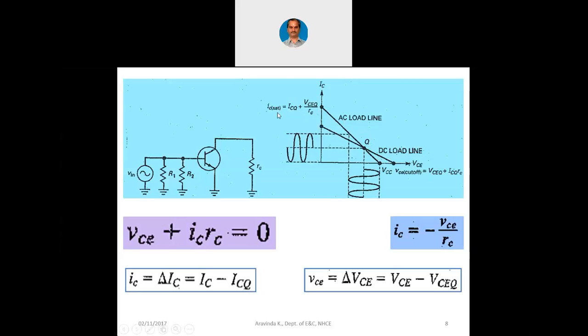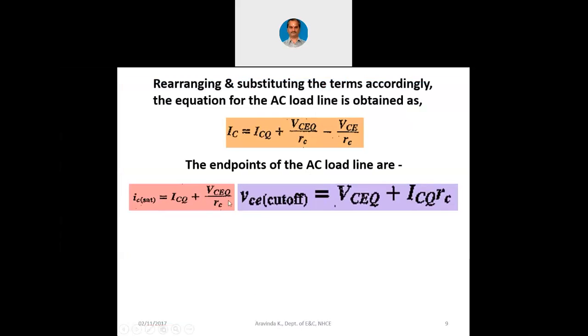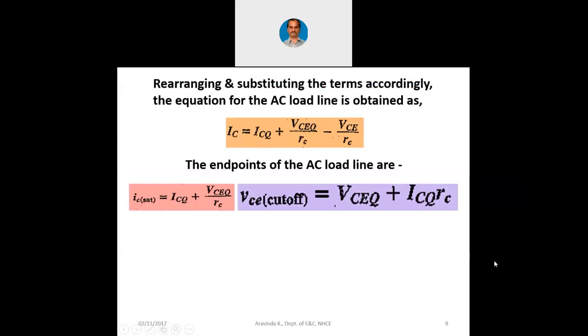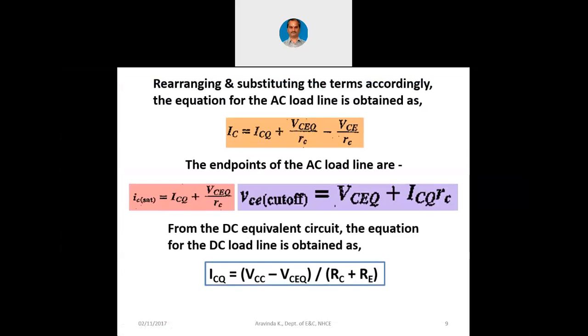Using these two expressions, you can say IC sat is equal to ICQ plus VCEQ by RC. That is what is this. Then the second one is VCE cutoff is equal to VCEQ plus ICQ into RC. That is what is this. Actually, this corresponds to this point. Okay. I had told you already, this is an error which is there in the textbook itself. But I am telling you that you should take it in the other way. Okay. So now using these points, we will plot the AC load line.